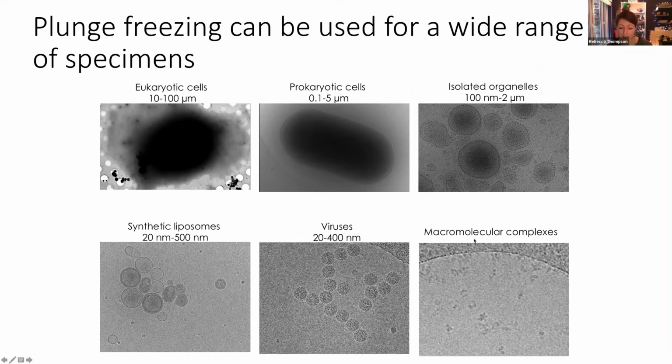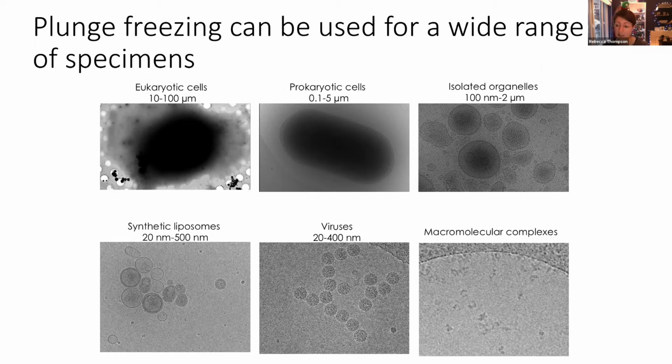And really what we're doing here is freezing our specimen so quickly that rather than what normally happens when you freeze, which is that your water molecules rearrange to form ice crystals, we're freezing our water so quickly that it forms amorphous ice or vitreous ice, and essentially suspending our macromolecular complex in as native-like a way as we currently know how.